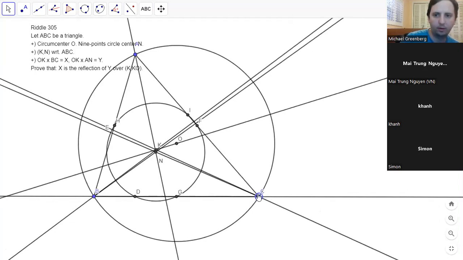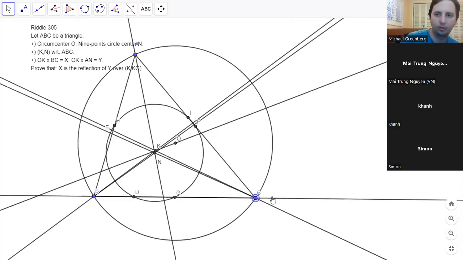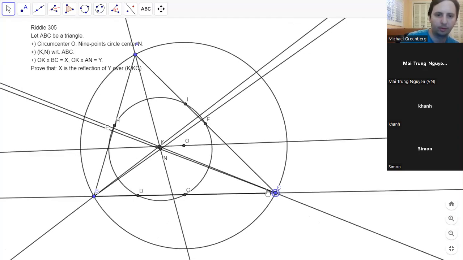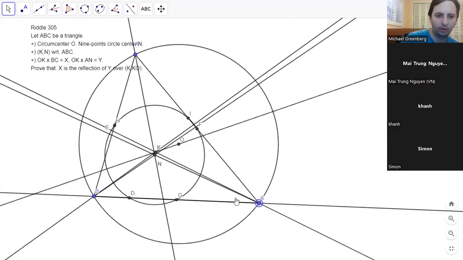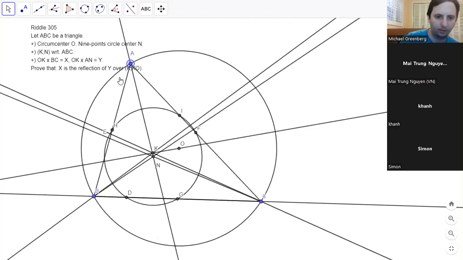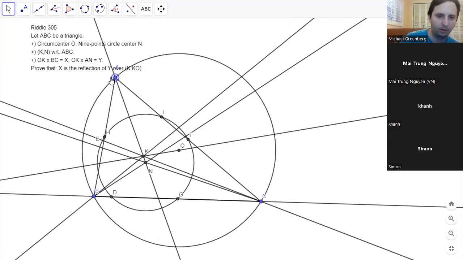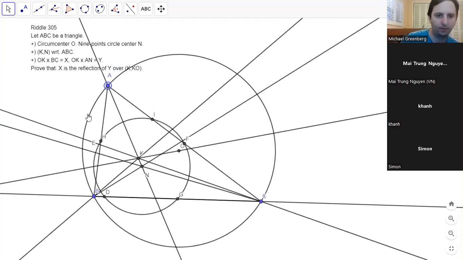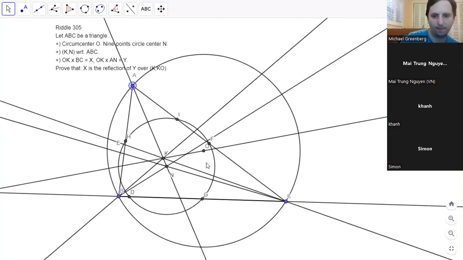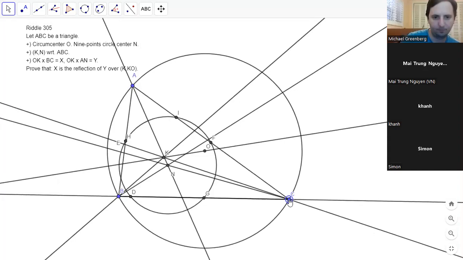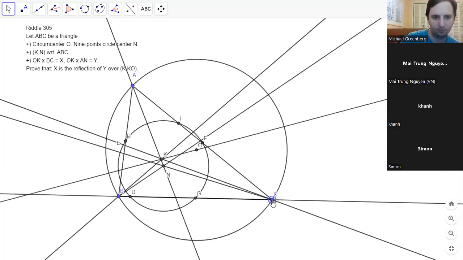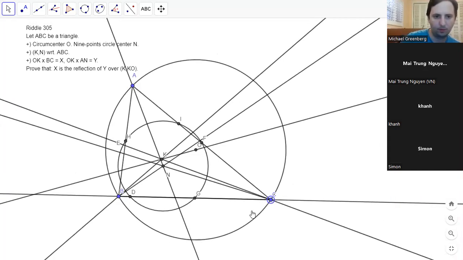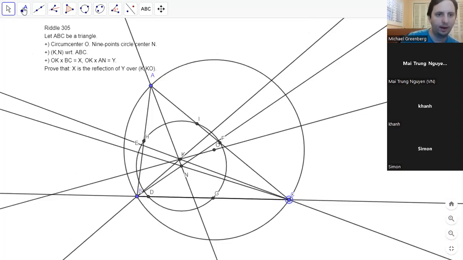Oh, line AK passes through the circumcenter of BOC. Okay. So I'll draw that in just a second. I just want to figure out how to make this diagram look better. So yeah, something like this, I think, is better. OK intersects BC at X, but then it's hard to see where it intersects AN.